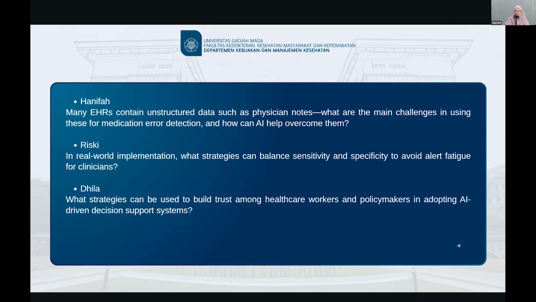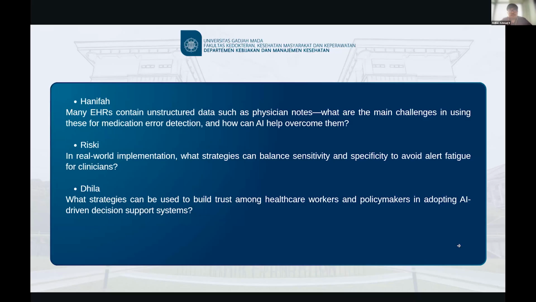Yeah. Okay, thank you for the answer. So I would like to jump to the third question from Dila. What strategies can be used to build trust among healthcare workers and policymakers in adopting AI-driven decision support systems? For this question, I would like to invite Dr. Aldi, because you mostly work with stakeholders from different countries around Asia. What is the biggest barrier to integrating this, and what strategies can be used to build trust among healthcare workers and policymakers to use AI?